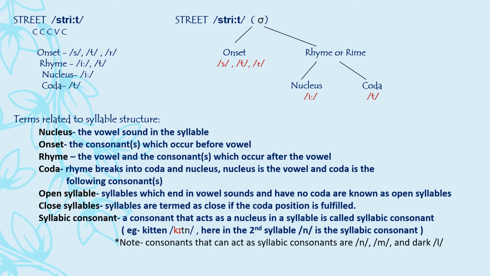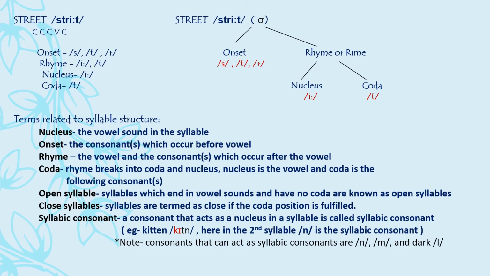So now let us look at the terms related to syllable structure using the example of this word street. This word street is a monosyllabic word, and that means it has a single vowel sound, and then there are 3 consonant sounds before the vowel and then a consonant sound following the vowel. So all the consonant sounds before the vowel are known as onset. They are in the onset position. So the sounds s, t and r are onset.